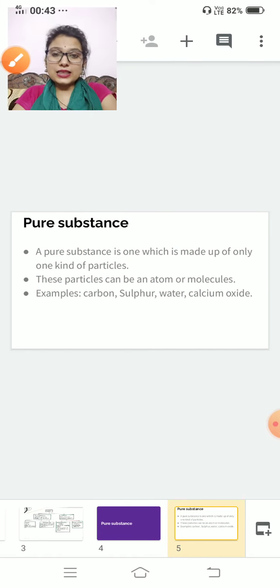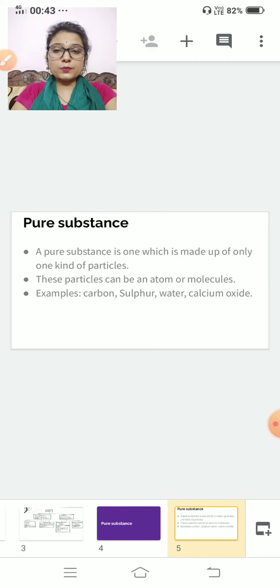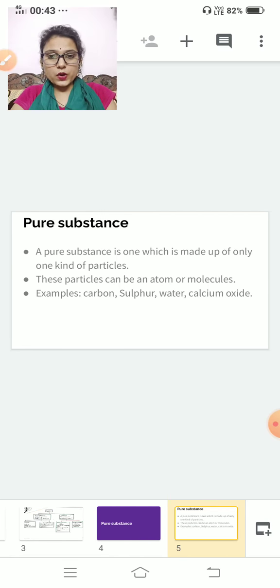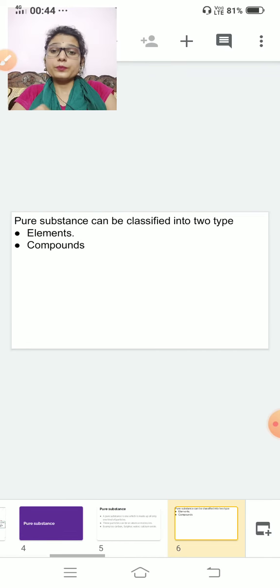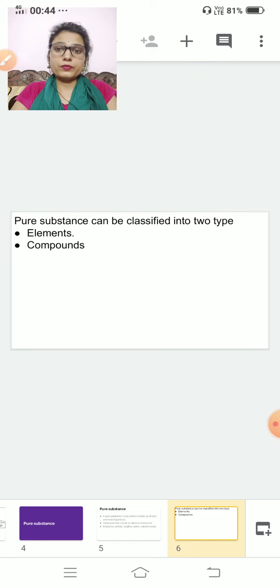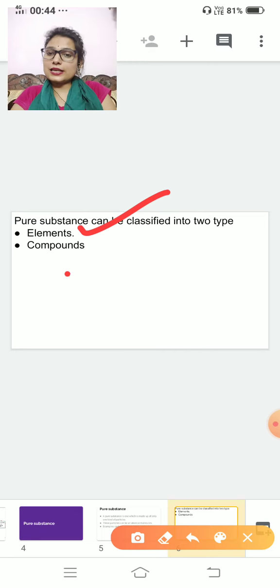So with this, we can say that a pure substance is that substance which is made up of only one kind of atom or molecule. Now, molecules I will explain later. Okay, so I think this is clear to you. A pure substance is one which is made up of only one kind of particles, and these particles can be your atoms or molecules. Examples: copper, sulfur, water, and calcium oxide, etc. These all are examples of pure substances. Now I have already told you that pure substances can be classified into two types. First is your elements and second is your compounds.